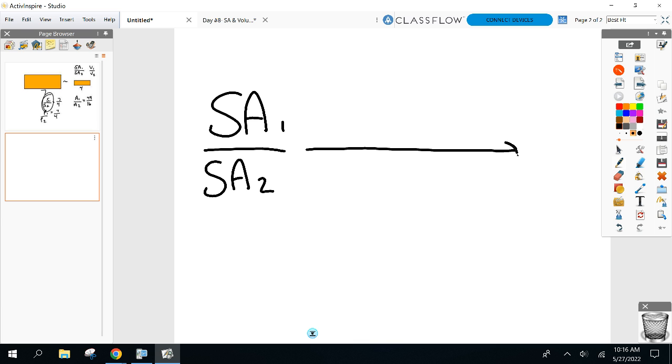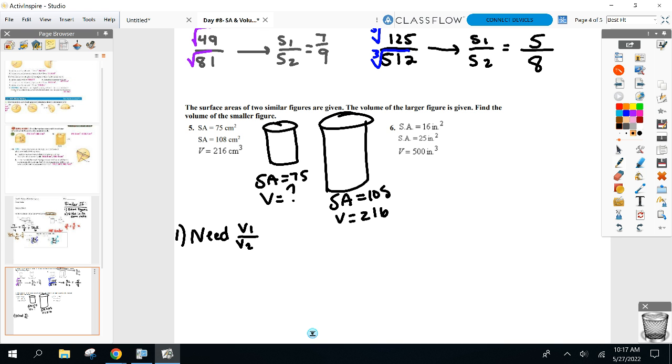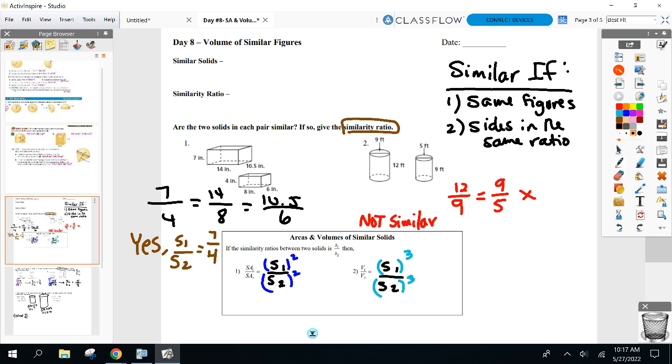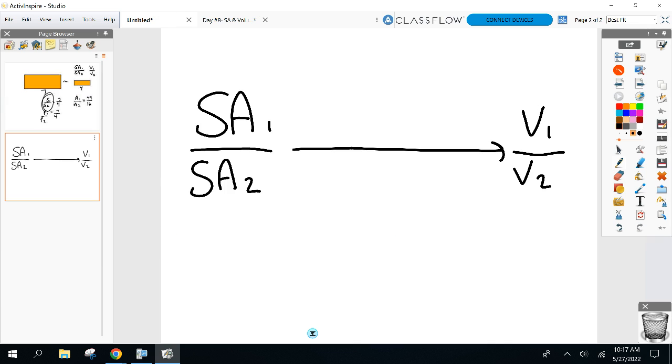I need that. But I never gave you anything on today's, right? How surface area and volume relate. I never gave you anything. But can you still get there? Can you still get there for me? If you know the surface area, how can I get to the volumes?